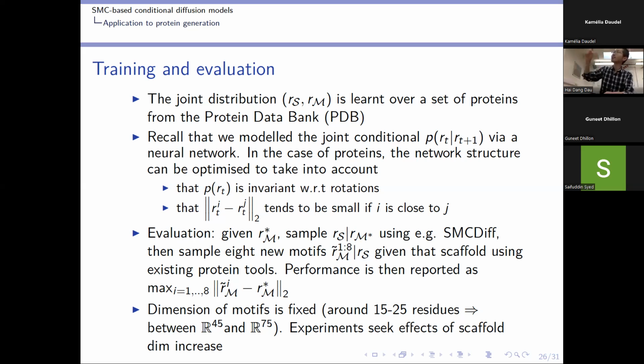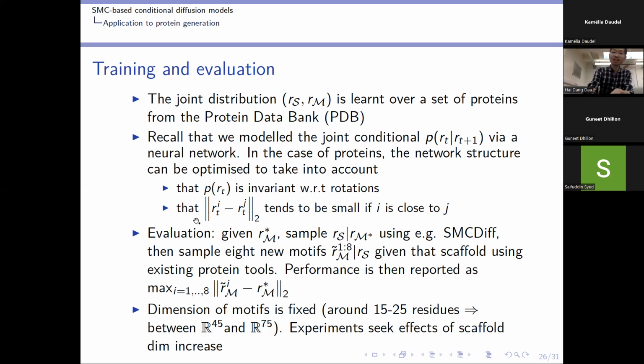In the previous slide, I said that we model the conditional p(R_t | R_{t+1}) via a neural network, with a Gaussian distribution where the drift term is described in terms of a neural network. But in the case of proteins, the network structure has to be optimized to take into account some specific structure of the protein, such as that p(R_t) is invariant with respect to rotations in R^3. And then you have some kind of sequential properties of proteins, where the distance between two adjacent coordinates tends to be small if i is close to j.